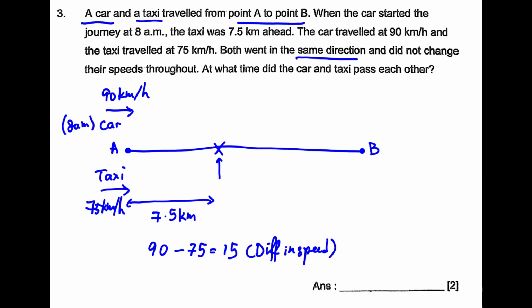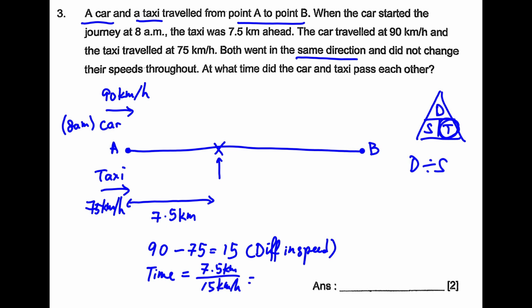So since the taxi is already 7.5 km ahead, we just need to simply use the formula DST. In order to find the time, we just need to use distance divided by the speed. The distance, which is 7.5 km, divided by the difference in the speed, 15 km per hour, we will know that the car will need half an hour to catch up that 7.5 km with the taxi. Half an hour. And the question was asking, at what time did the car and taxi pass each other? So since the car started traveling at 8 a.m., half an hour later, that will be 8:30 a.m.